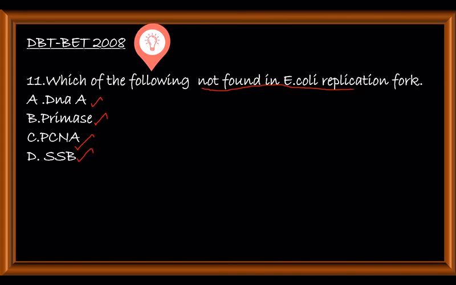DnaA is not found in the replication fork because it only creates the melting of the 13-mer, but it is present only in the 9-mer. It is not present in the replication fork. So the answer is DnaA.